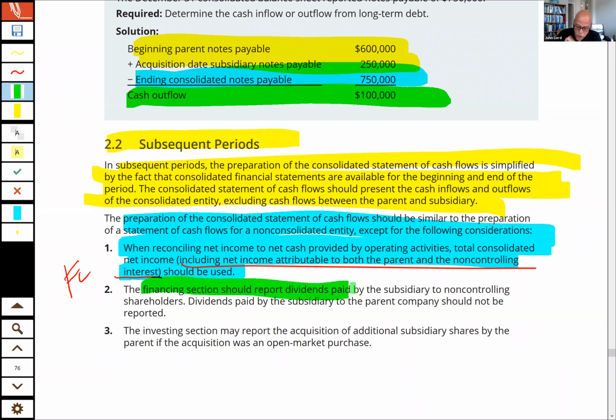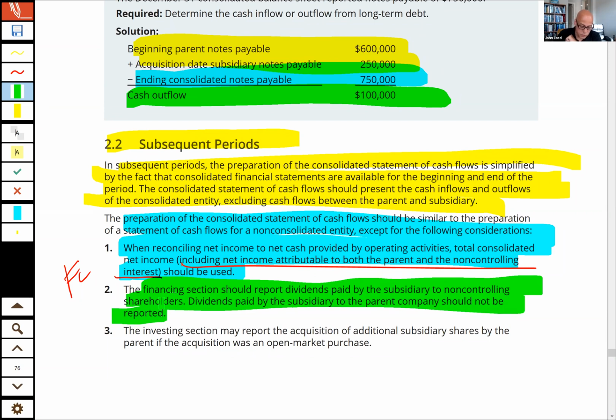The financing section should report dividends paid to the non-controlling interest, not dividends paid to the parent. Even on that statement of stockholders' equity, you weren't showing the amount of dividends paid to the parent. It's only that portion, just picture that far out column that I was looking at, that gets subtracted from the non-controlling interest share of the stockholders' equity. And then the investing section may report the acquisition of additional subsidiary shares by the parent if the acquisition was in the open market. Okay. All right.